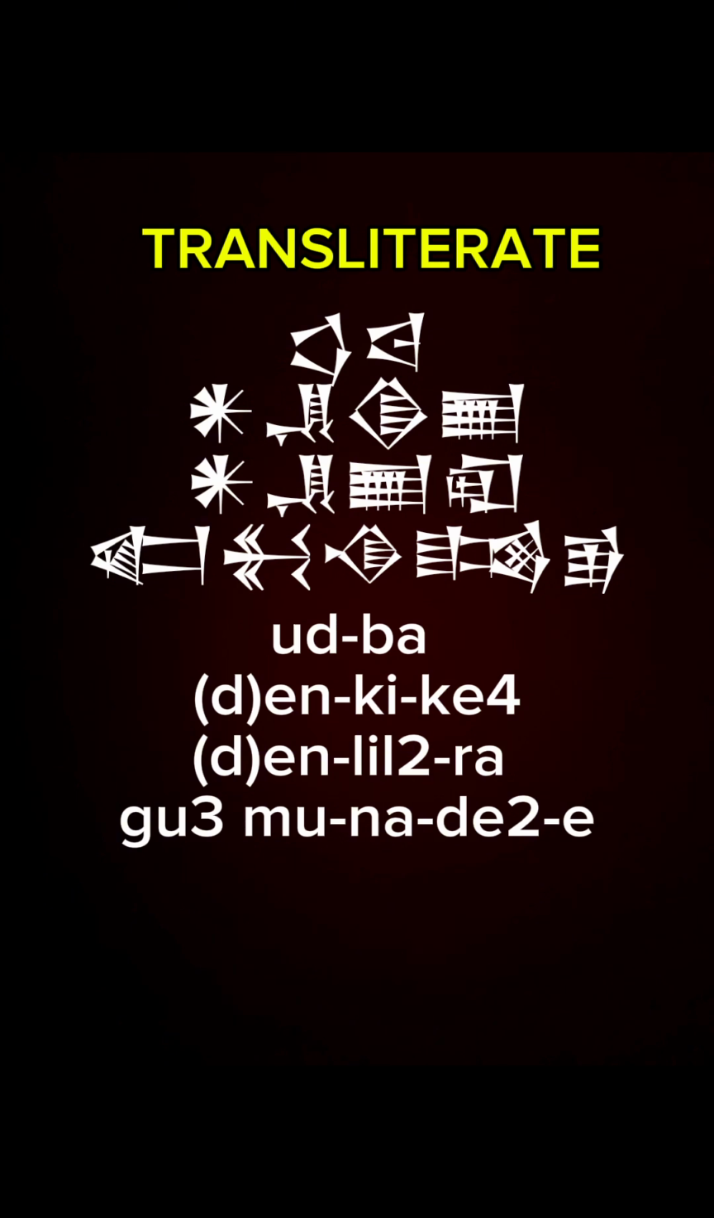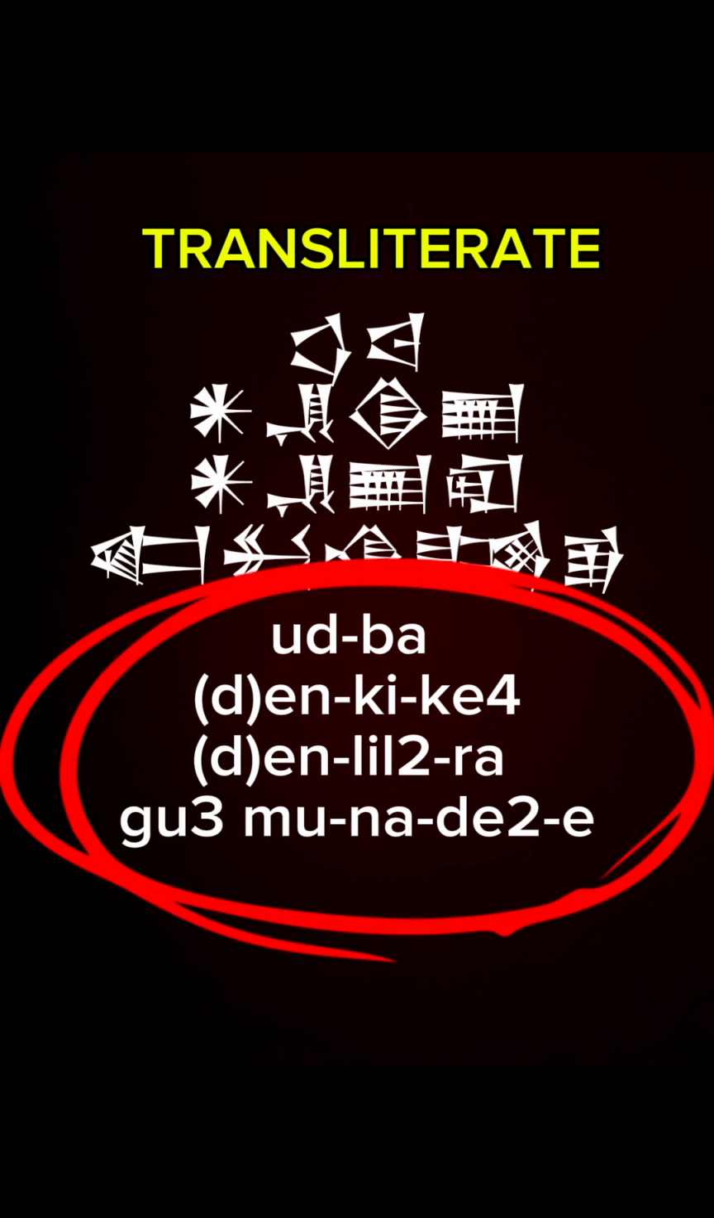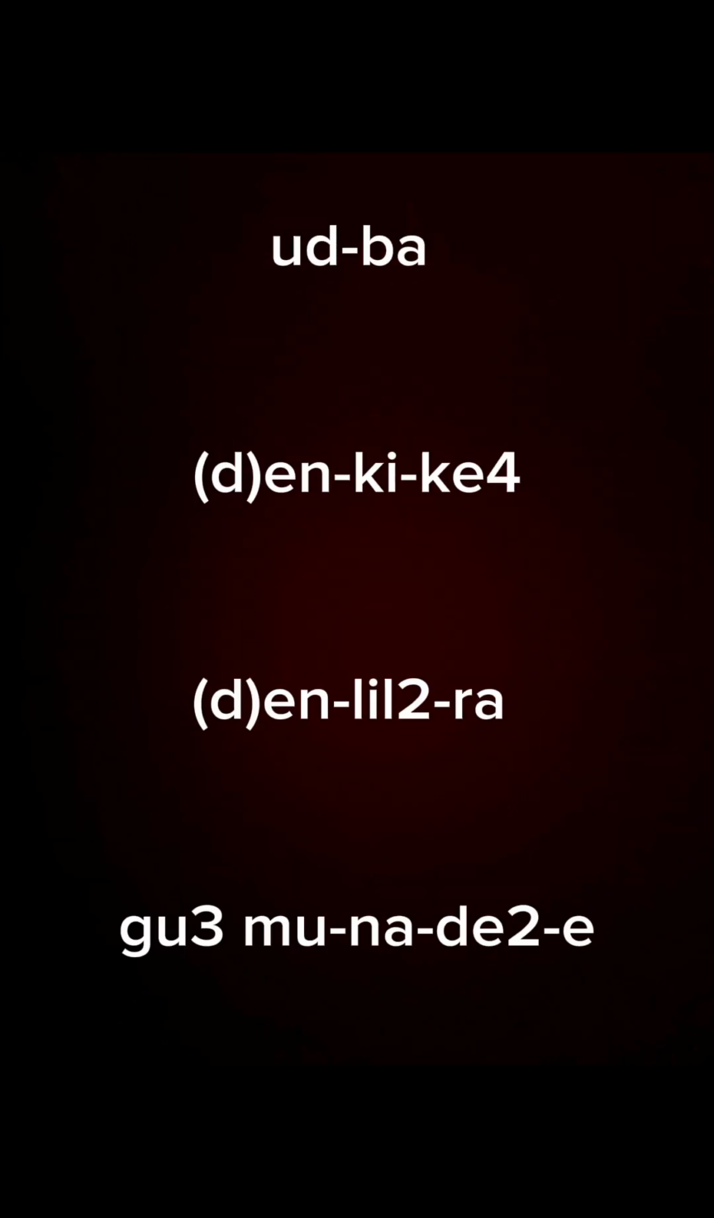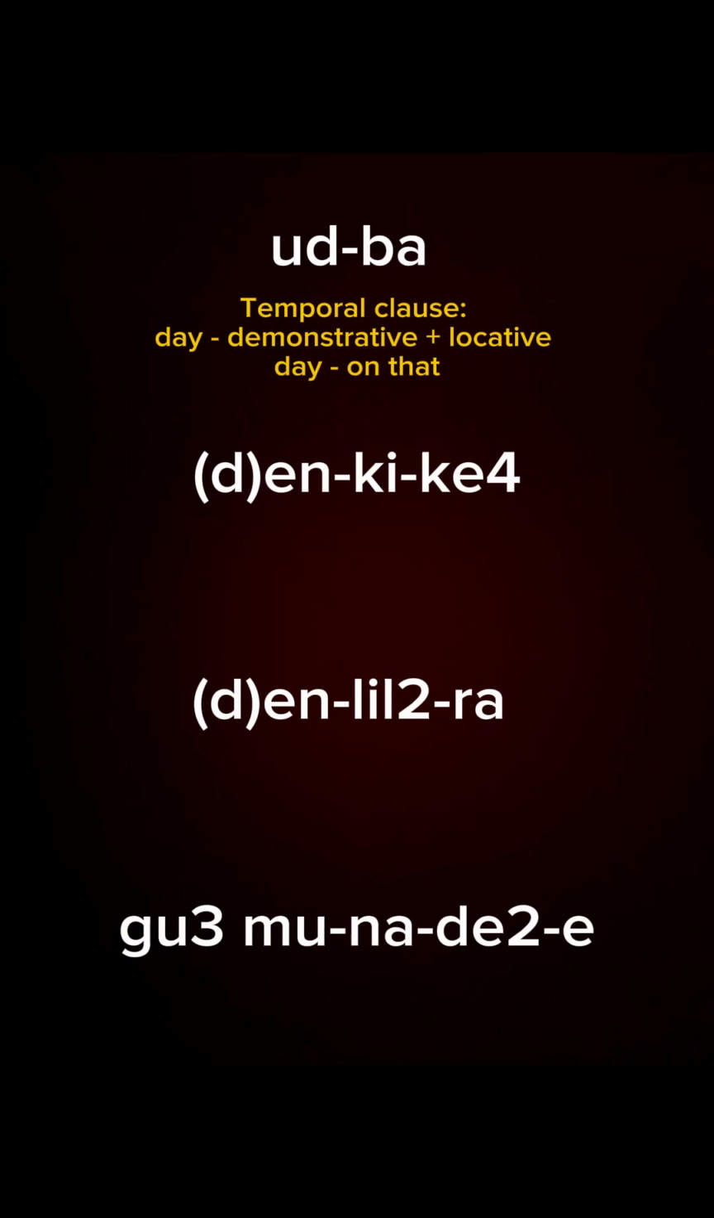Okay, so the next step is to make some sense out of all of this. And we don't need the signs anymore because these are exactly what they represent. So we can get rid of that and create some space. Okay, then so Udba is actually a temporal clause of Ud meaning day, and Ba is a mashup of the demonstrative marker and the locative marker. So it's saying day on that. Sumerian is a noun first language, so converting the top line to English grammar is on that day.